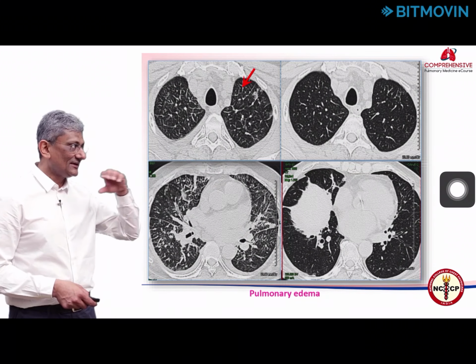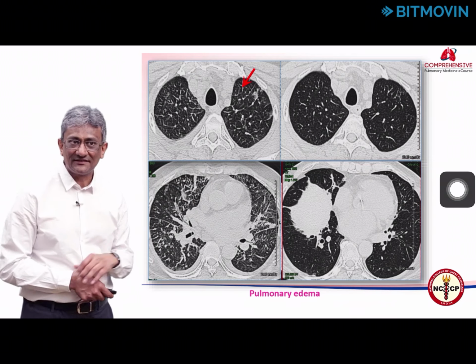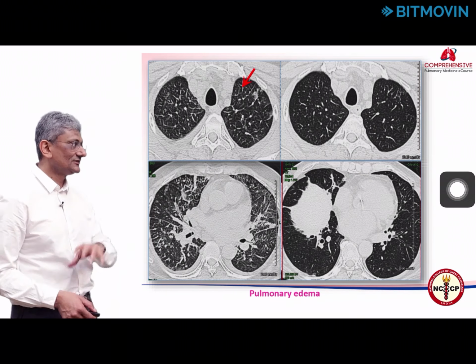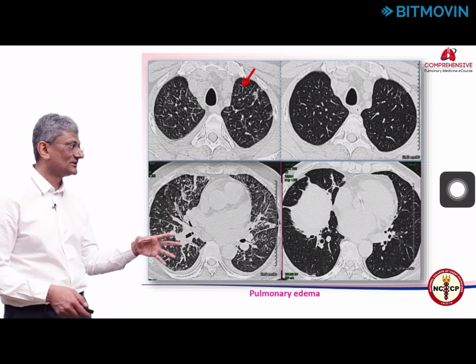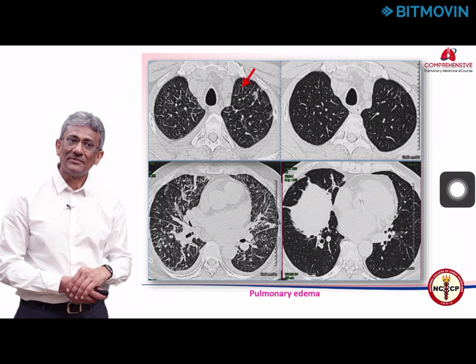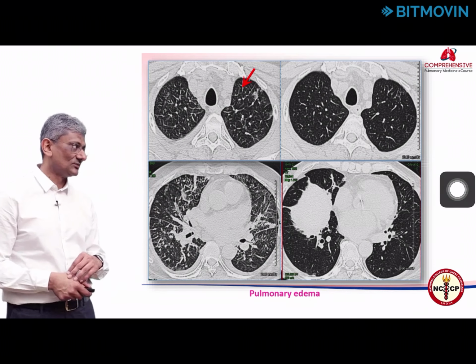And this patient came back after diuretic therapy 48 hours later, and you can see that everything has regressed. The septal thickening is gone, the subtle ground glass is gone, and the bilateral pleural effusions have gone as well.